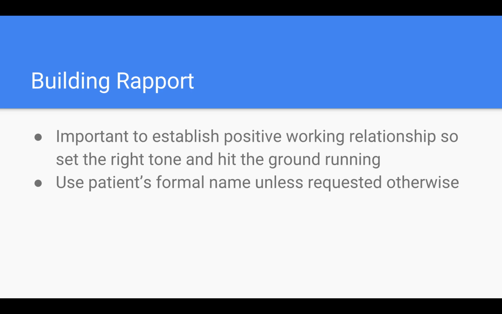So when you're first meeting somebody, you probably want to use their formal name, Mr. So-and-so, Mrs. So-and-so. If you're not sure if the woman is married, for Mrs., you might say Ms. or Mrs. is probably okay. You probably want to avoid Miss unless you know the person isn't married.